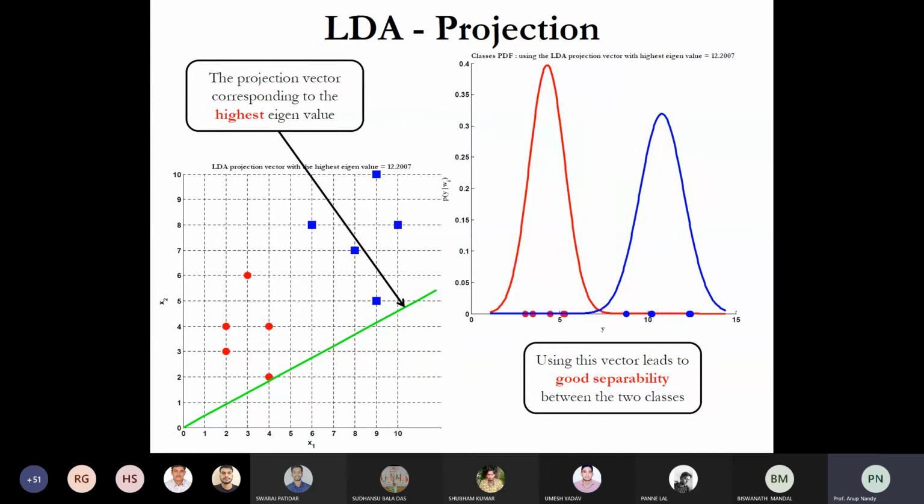Actually, the green line that you are seeing now: if you project all the red points and the green points onto it, you will get this graph, going from 2D to 1D. The projection vector corresponding to the highest eigenvalue obviously leads to good separability between the two classes. The blue class and the red class are well separated, which is better than the previous one.